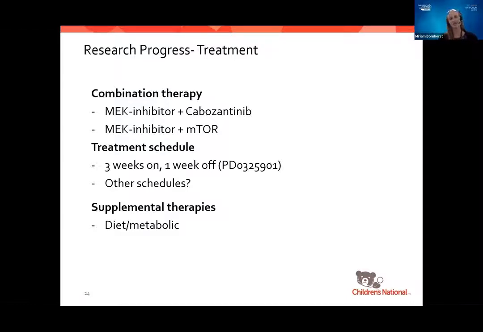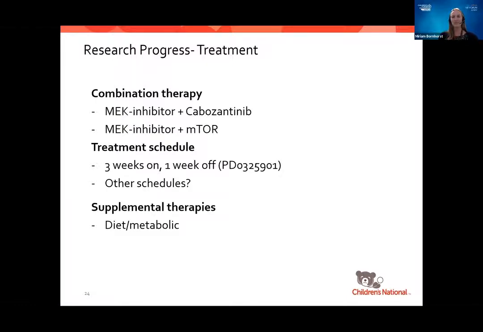We're looking at differences in treatment schedules. Right now, if you go on treatment with a MEK inhibitor, you take it twice a day, every single day. But is it possible that having different treatment schedules would be better? For example, for the mirdametinib study, they're doing 3 weeks on, 1 week off. Or are there other ways you could do this? 5 days on during the week, 2 days off on the weekend, to see if that helps with response as well as with toxicity.